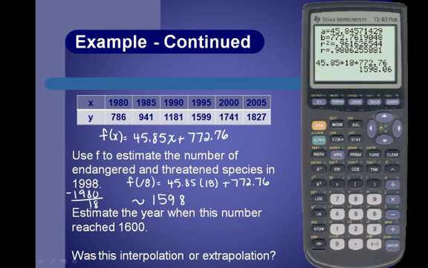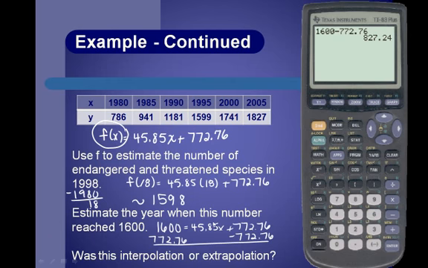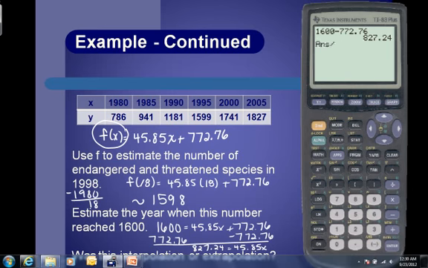Then the next question says, estimate the year when this number reached 1,600. Well, what we're going to do is we're going to go back up here to the formula and we're going to plug in f of x is 1,600. Well, when we do that, we're going to subtract 772.76 from both sides, which gives us 827.24 is equal to 45.85x. We're going to take that number divided by 45.85, and that would give us 18, which is 18 years after 1980.